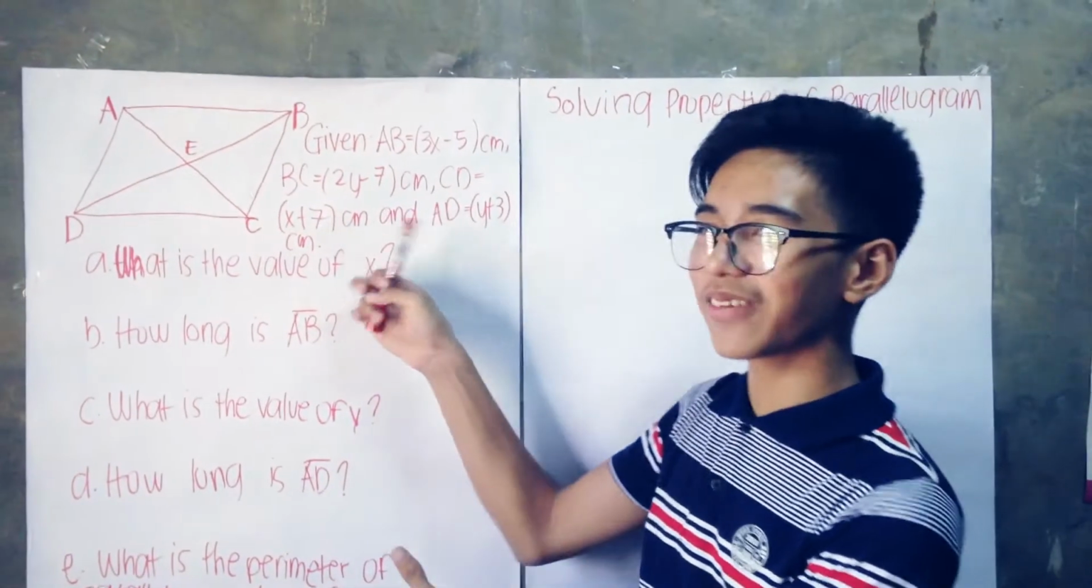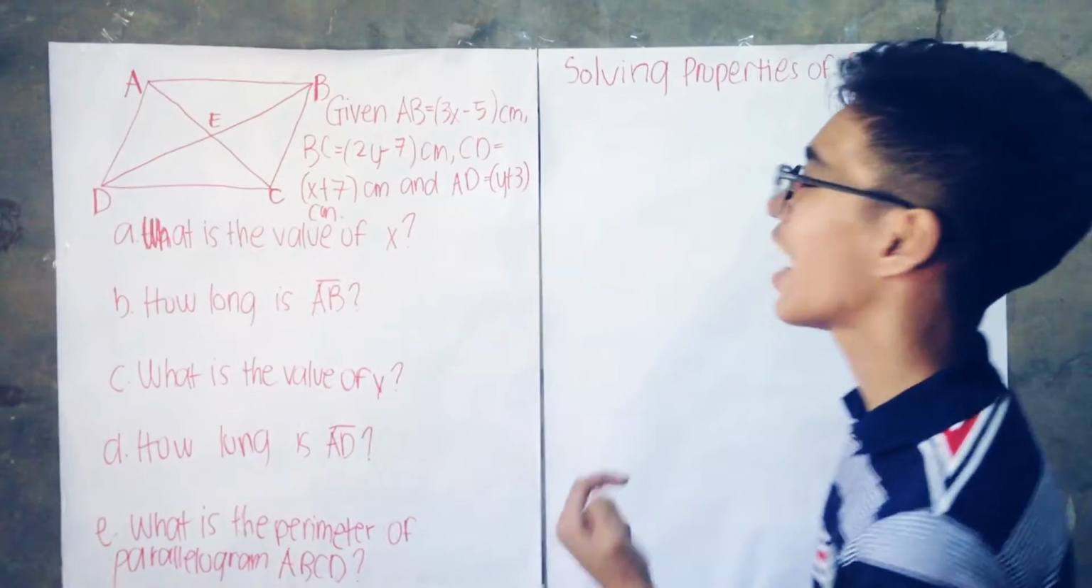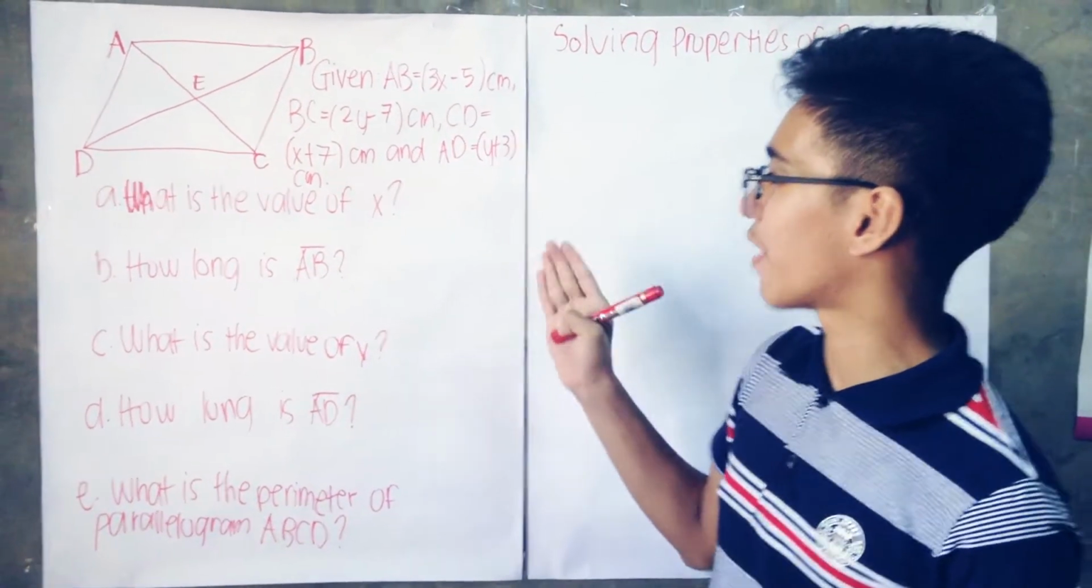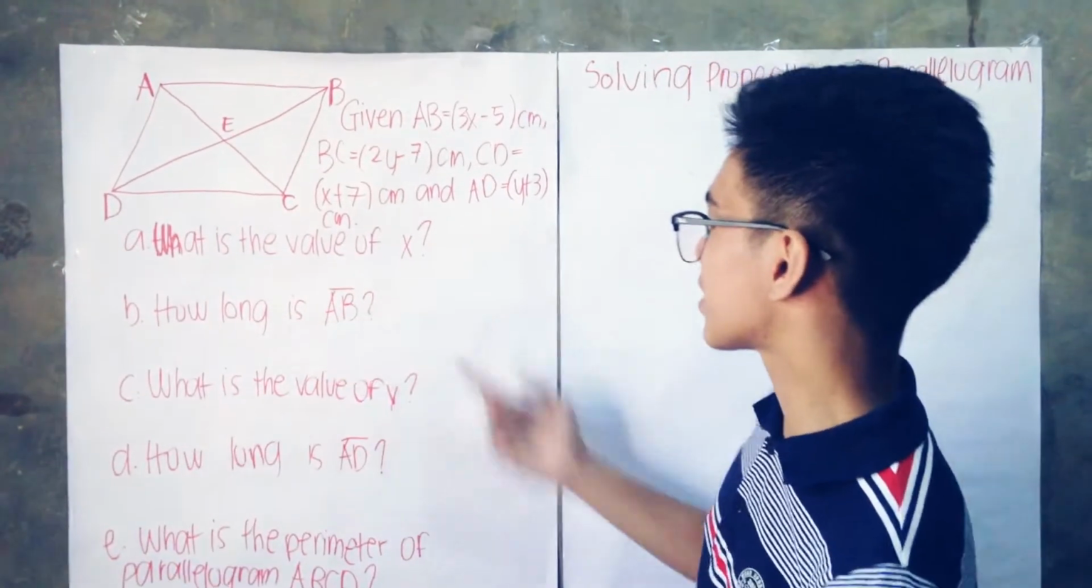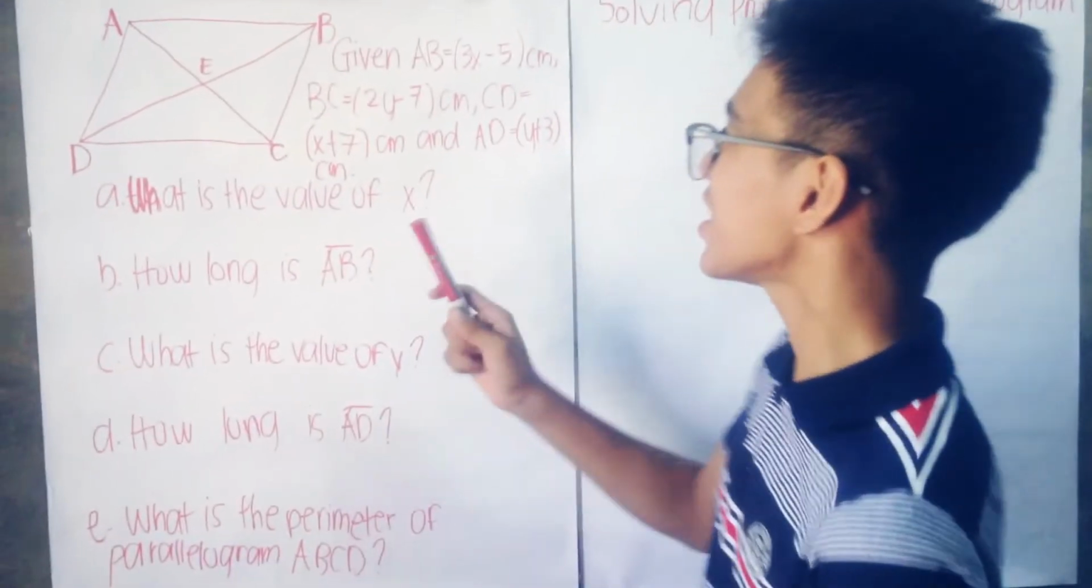As you can see, we have the given parallelogram named ABC, and they have the given equations to get their values. For the first question, what is the value of x?